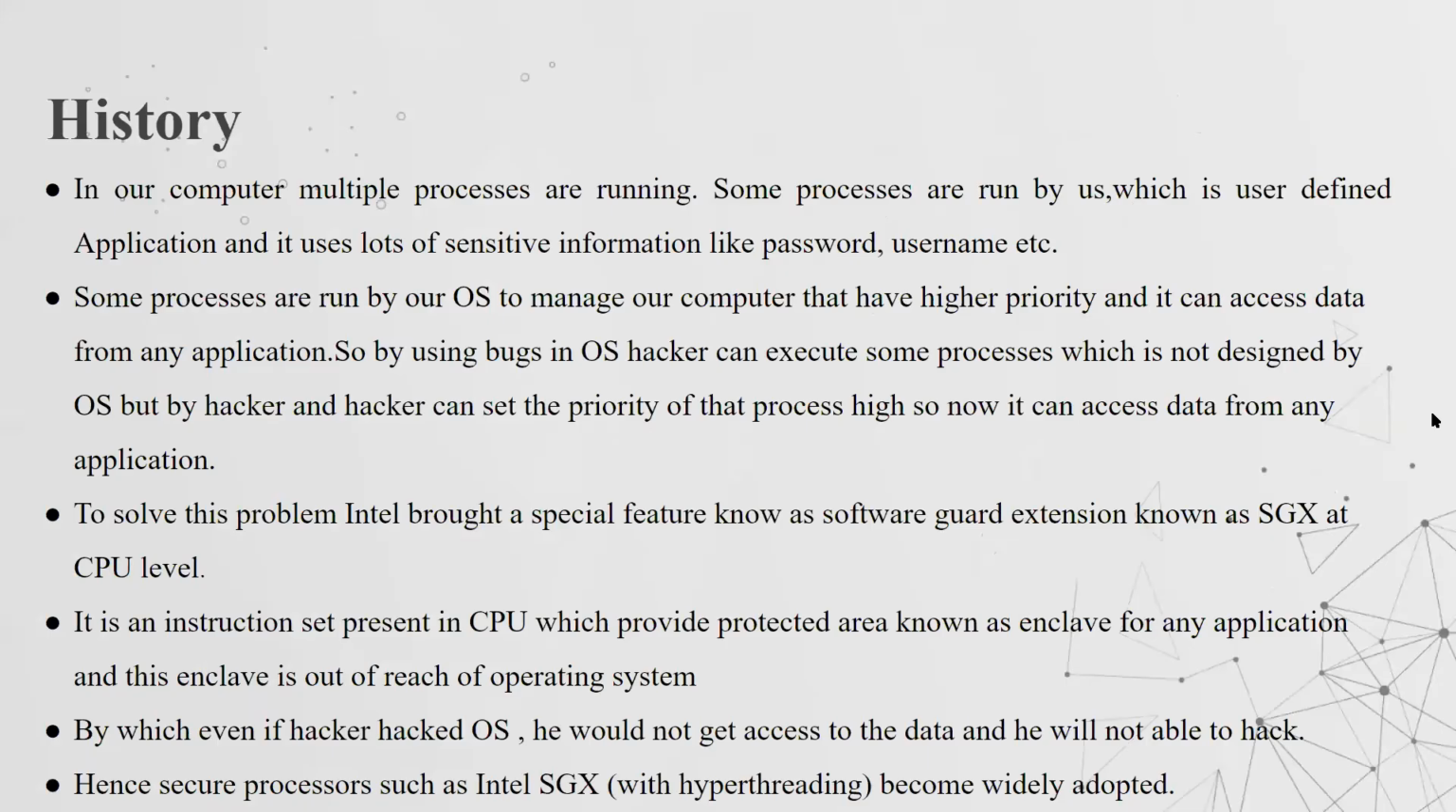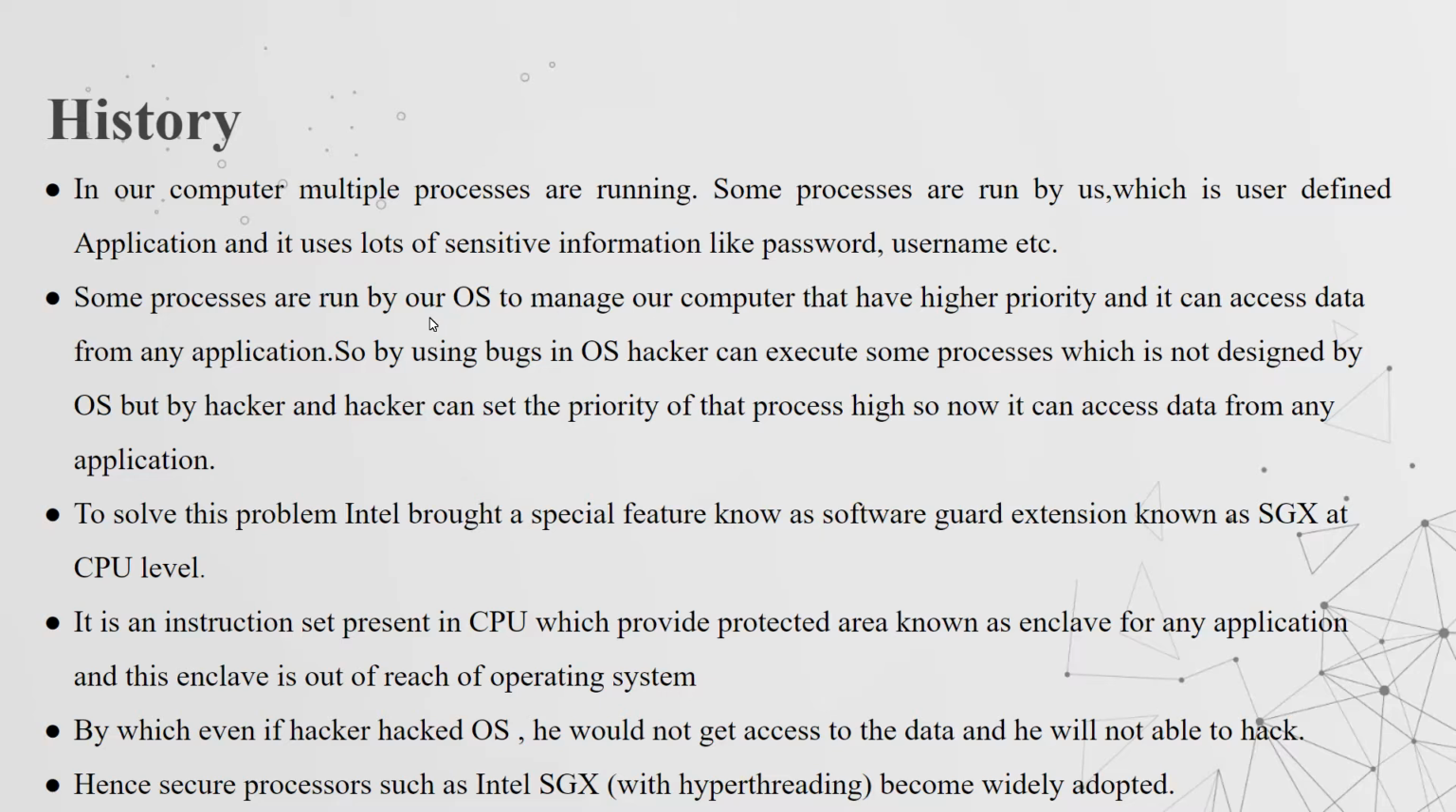So let us first see the history. That is, why do we need data-oblivious algorithms for multicores? In our computer, multiple processes are running. Some processes are run by us, which are user-defined applications, and they use lots of sensitive information like passwords, usernames, and so on. While some processes are run by the OS to manage the computer and also to provide security to such information like passwords and usernames at its level.